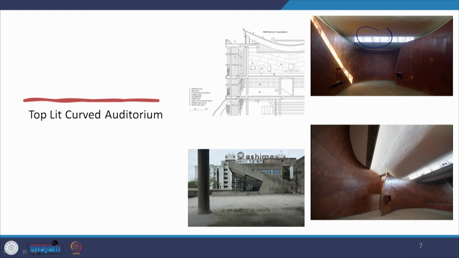If you look at the section, this is the skylight from where the light is filtering in. This is the picture of the skylight at the top. This is again the curved wall and the skylight from where the light is filtering in.